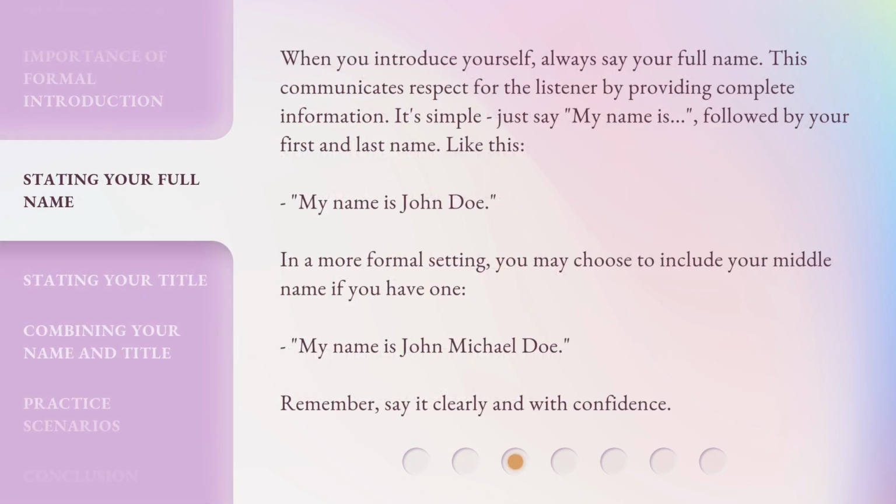When you introduce yourself, always say your full name. This communicates respect for the listener by providing complete information. It's simple, just say, "My name is," followed by your first and last name. Like this: "My name is John Doe." In a more formal setting, you may choose to include your middle name if you have one. "My name is John Michael Doe." Remember, say it clearly and with confidence.